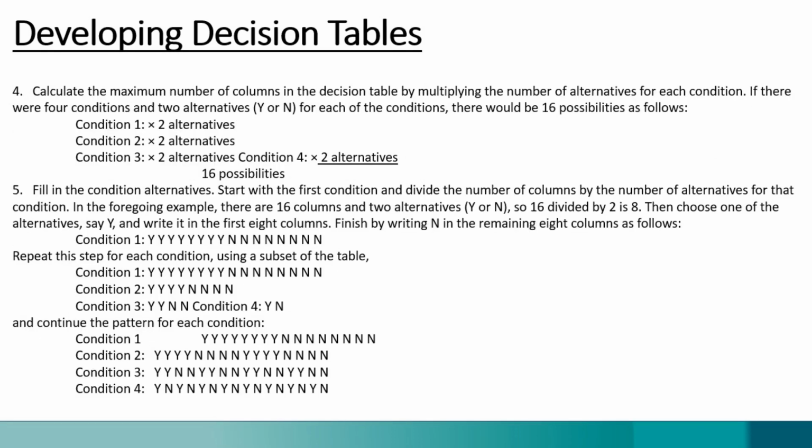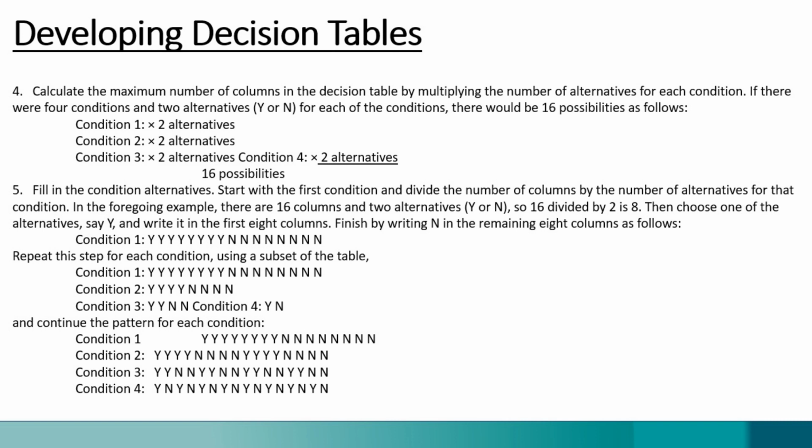4. Calculate the maximum number of columns in the decision table by multiplying the number of alternatives for each condition. If there were 4 conditions and 2 alternatives, Y or N, for each of the conditions, there would be 16 possibilities as follows. Condition 1, times 2 alternatives. Condition 2, times 2 alternatives. Condition 3, times 2 alternatives. Condition 4, times 2 alternatives. 16 possibilities.